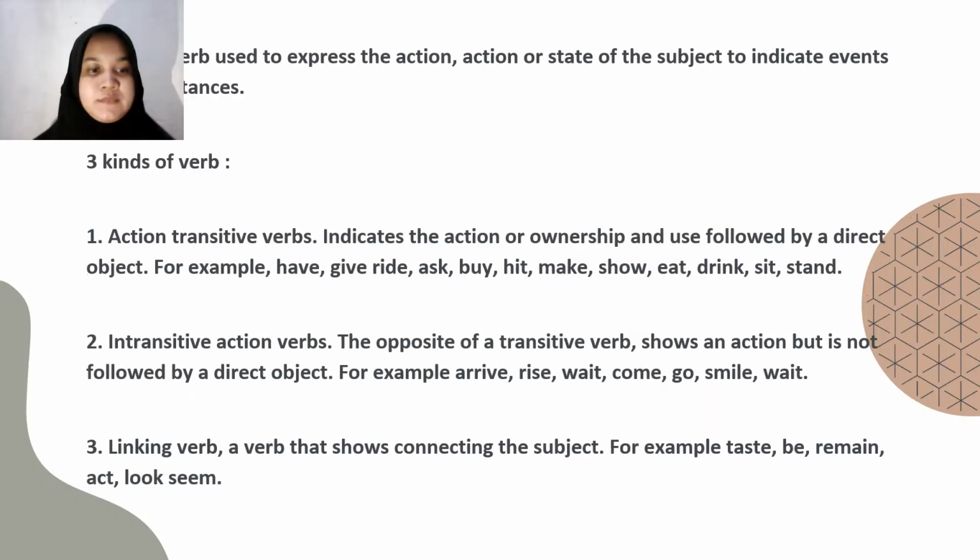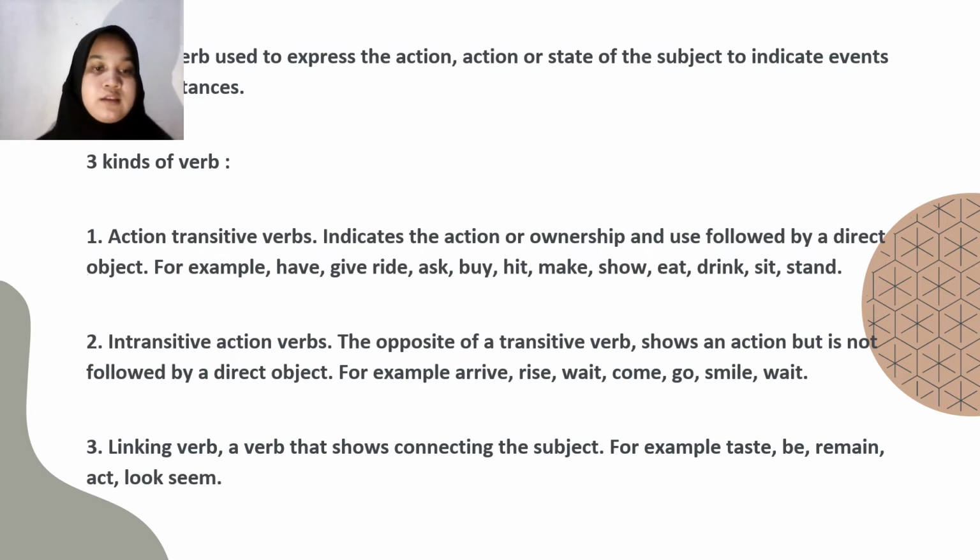Third, verb. A verb is a word used to express the action or state of the subject to indicate events or circumstances. Three kinds of verb. 1. Action transitive verbs indicate action or ownership and are followed by a direct object, for example, have, give, ask, buy, hit, make, show, eat, drink, sit, and stand.